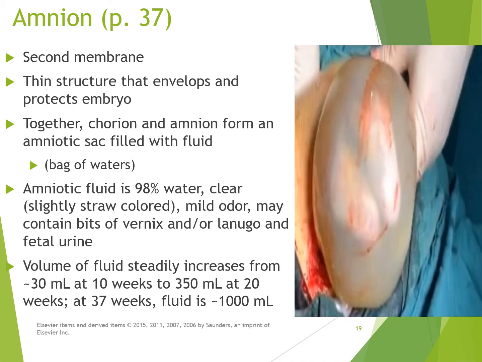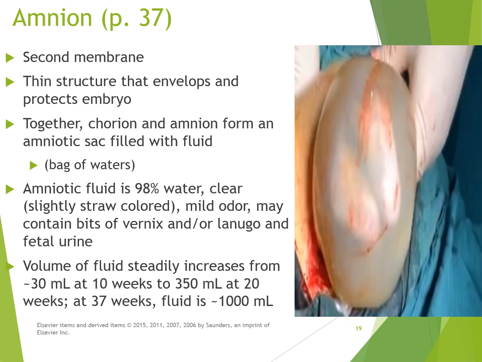So amniotic fluid is 98% water. It's clear, but can also be slightly straw colored. Mild odor, but not a foul odor, just different. If it's a foul odor, that's not normal. May contain bits of vernix, which, if you ever see a newborn, especially if they're born early, they're born with this white film over them. It's this sticky stuff that's super good for their skin and protects their skin. And usually on term babies, you see it under their arms and in their creases. And we always tell parents, don't scrub that off. It's really good for their skin. But that's what vernix is.